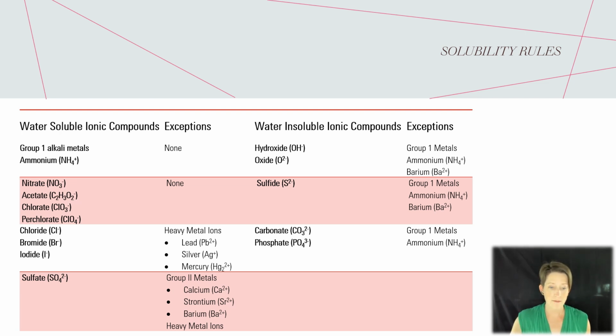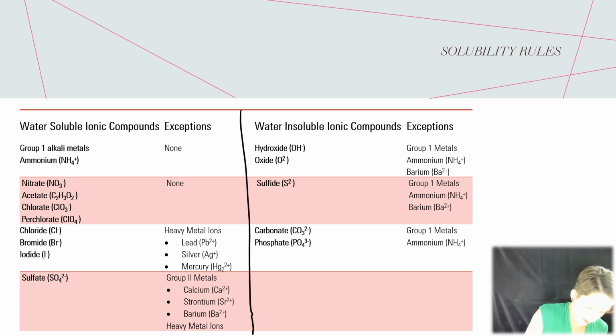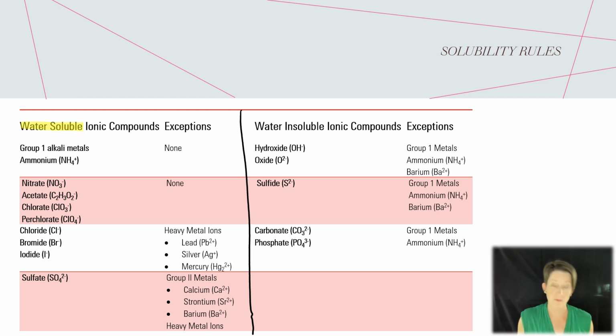All right, so we have two different categories, and I'm going to draw a line. So we have our water soluble, and we're focusing on ionic compounds, versus our water insoluble. Water soluble means the attraction of the ions to water is strong enough for water to pull the ions apart and dissolve into water. In the water insoluble category, the attraction of the water to the ions is not strong enough to pull those ions apart.